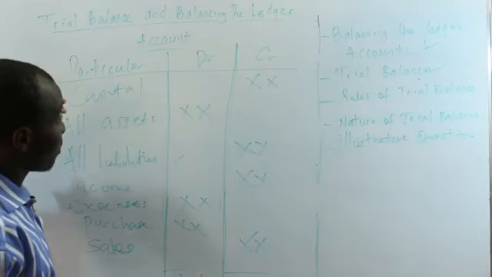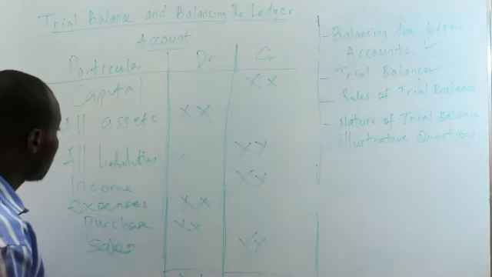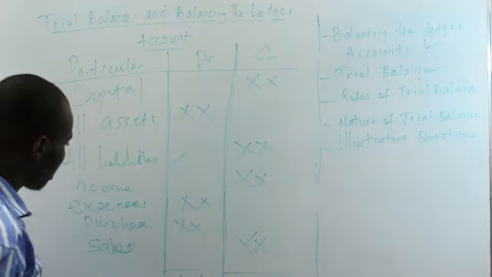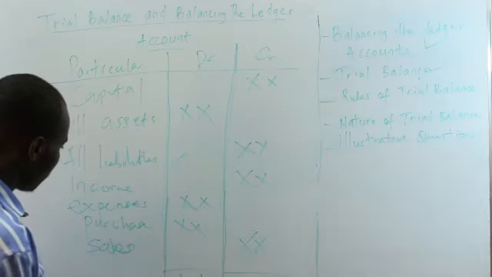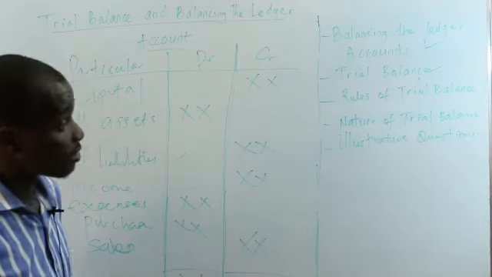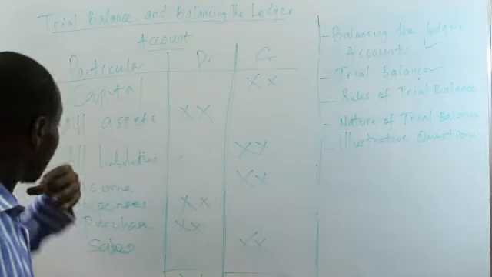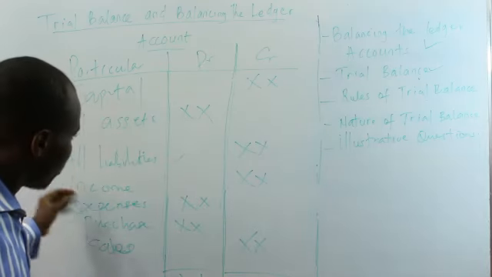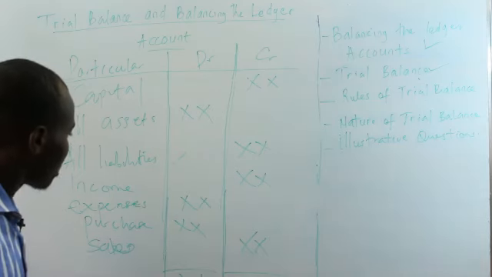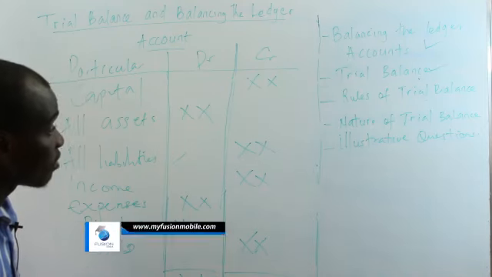So we have capital on the credit side, the credit balance. All assets must be debited, all liabilities must be credited, income should be credited, expenses should be debited, purchases should be debited, while sales should be on the credit side. So capital, credit side; all assets, plant and machinery and the rest of it, should be debited, while all liabilities should be credited, income credited, expenses debited, purchases debited, while sales are on the credit side.